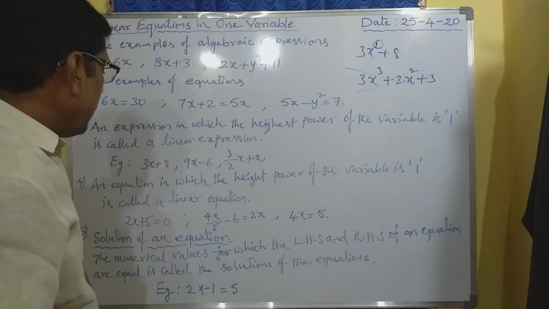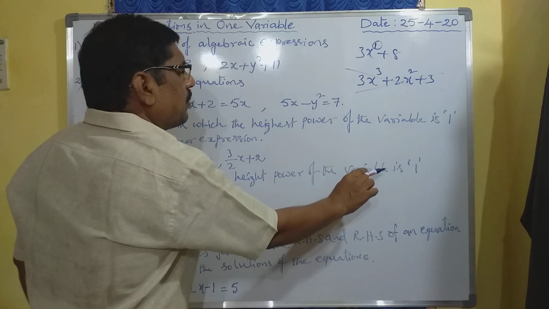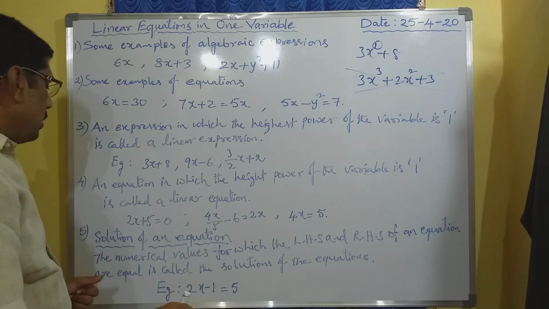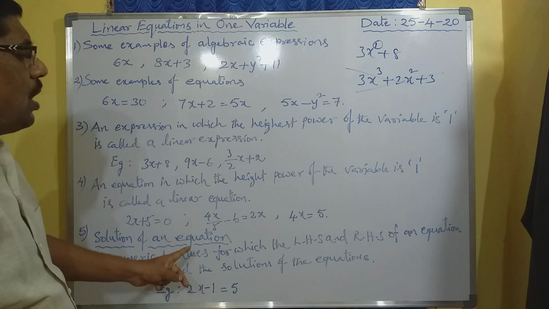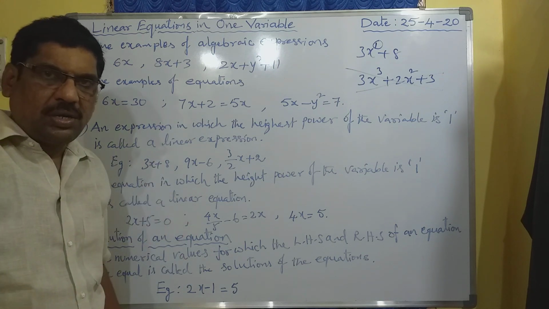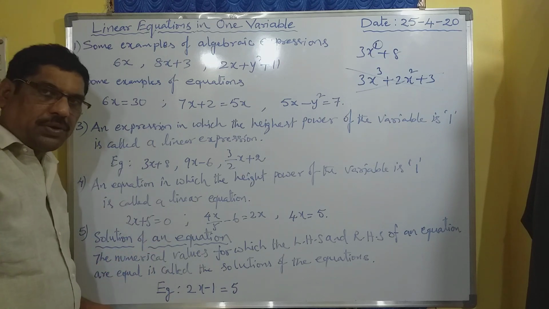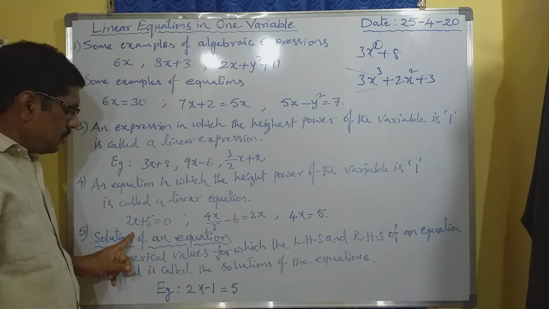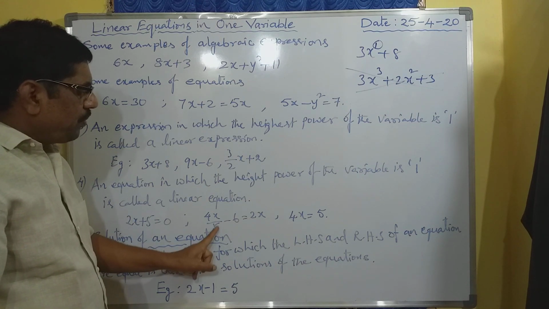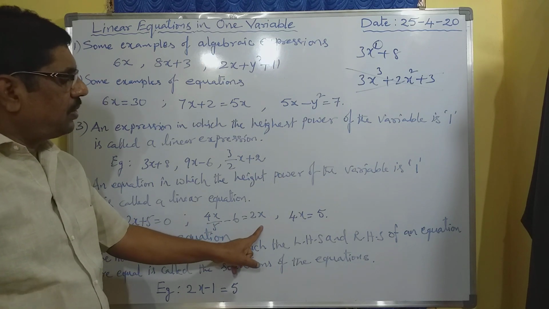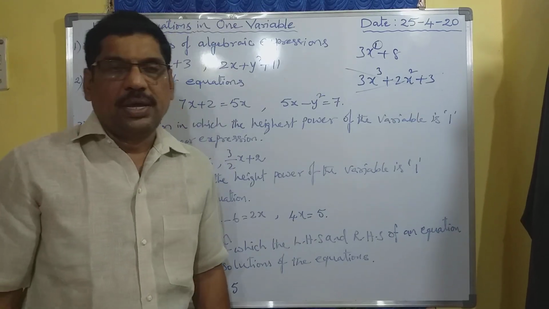Now look at the fourth one. An equation in which the highest power of the variable is 1 is called a linear equation. As we have discussed in the previous point, here we have taken an equation in which the highest power of the variable is 1. Now look at this: 2x plus 5 is equal to 0. This is a linear equation. Why? Because the highest power of x is 1. 4x by 5 minus 6 is equal to 2x. Here 4x is equal to 5. These are all the examples of linear equations.